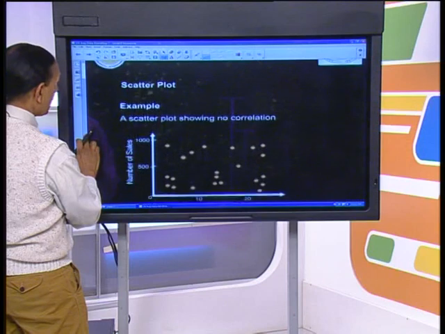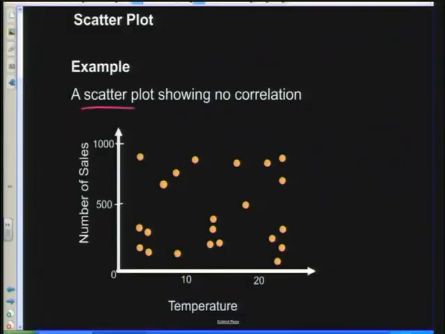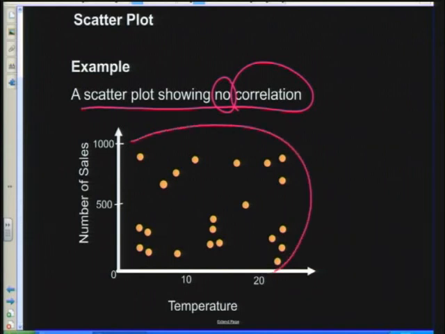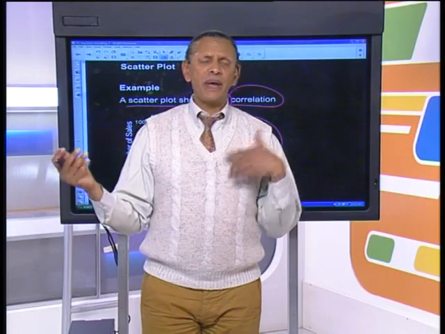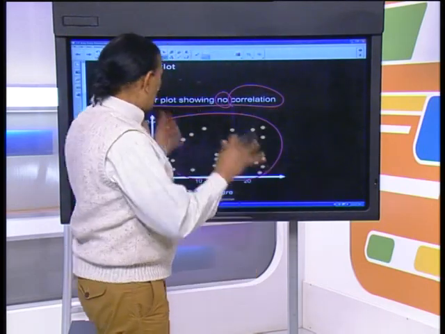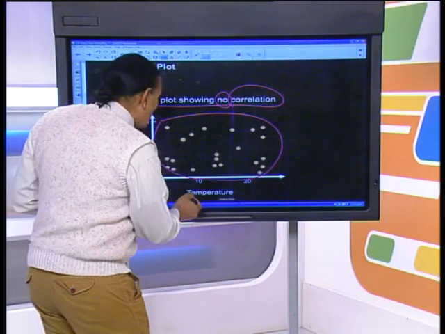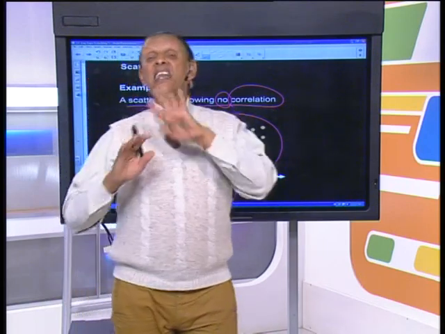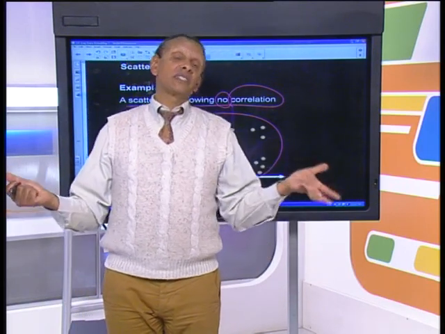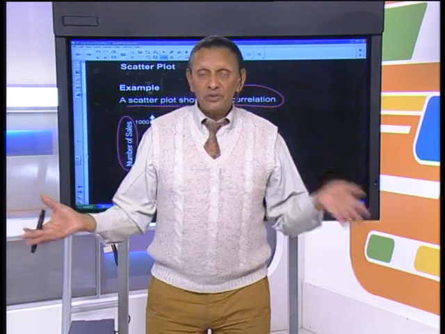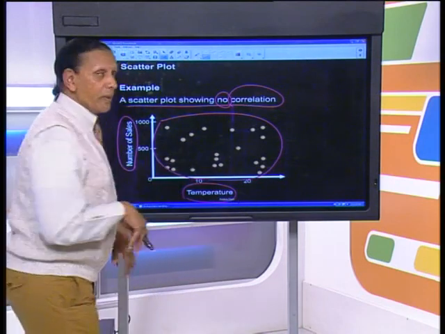Then, if you look at the third example, where there's no correlation, you will notice that the dots are all over. Can you see, guys? I cannot draw a line through it. There's no line of best fit. They are just all over. That means there's no correlation. For instance, the number of shoes or the amount of clothing I'm selling has nothing to do with the temperature. So temperature does not influence the amount of shoes I'm selling. So there's no correlation.